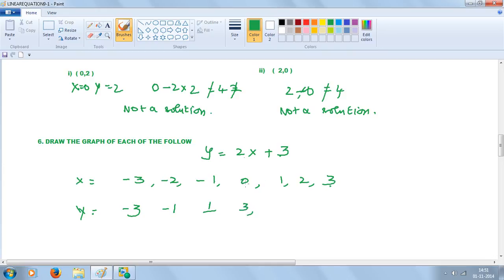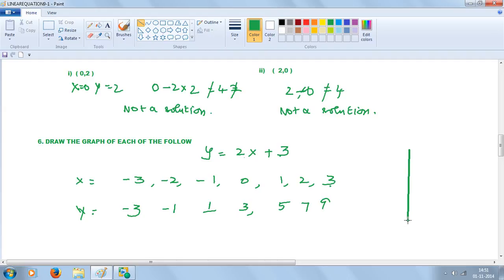If x is 1, 3 plus 2 will be 5. If x is 2, 2 multiplied by 2 is 4, plus 3 it is 7. If x is 3, 2 threes are 6, plus 3, y is equal to 9. Now you just draw a diagram.